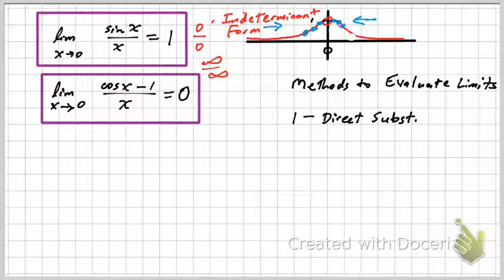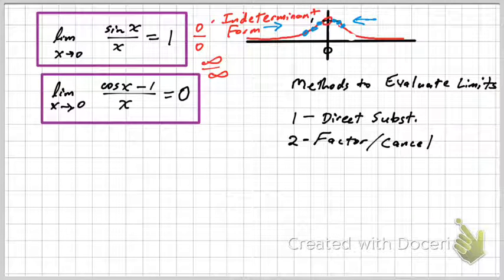But if it doesn't work and it gives you 0 over 0 or something that you're not aware of, something you can't deal with, you might have to do some of the following. You might have to factor and cancel. Would you like a quick example of factor cancel?